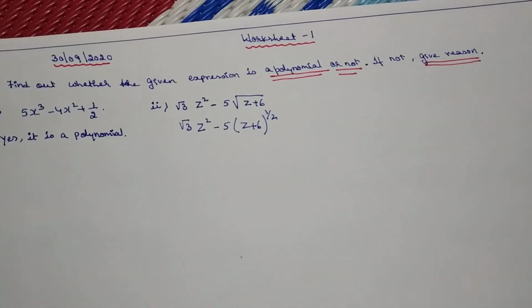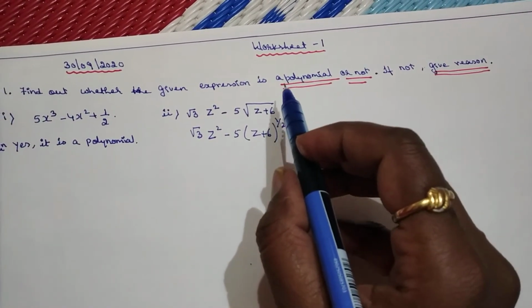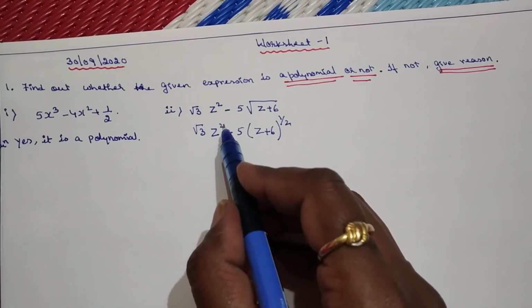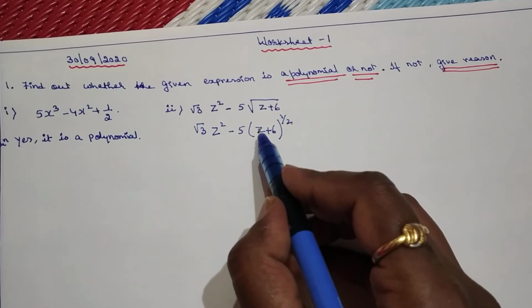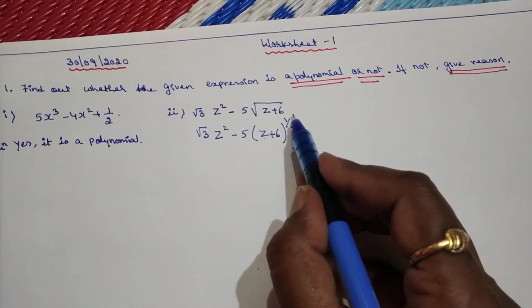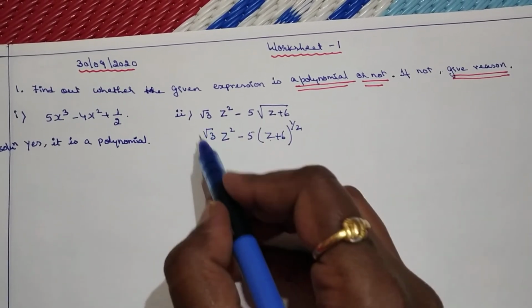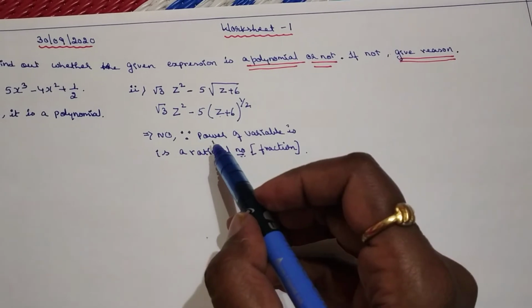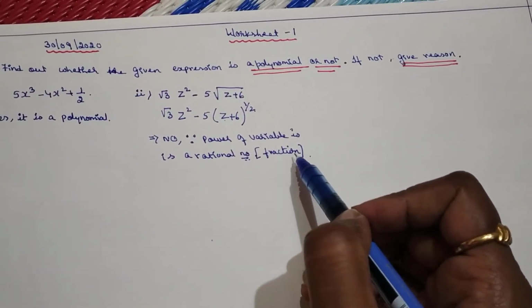Now recall the definition of polynomial. Power of variable should be a positive integer. Power of variable is 2. Is it a positive integer? Yes. Then here also the variable is present. What is its power? 1 by 2. Is it an integer? No. Therefore, the expression is not a polynomial. So no, because power of variable is a rational number. That is, it is a fraction.